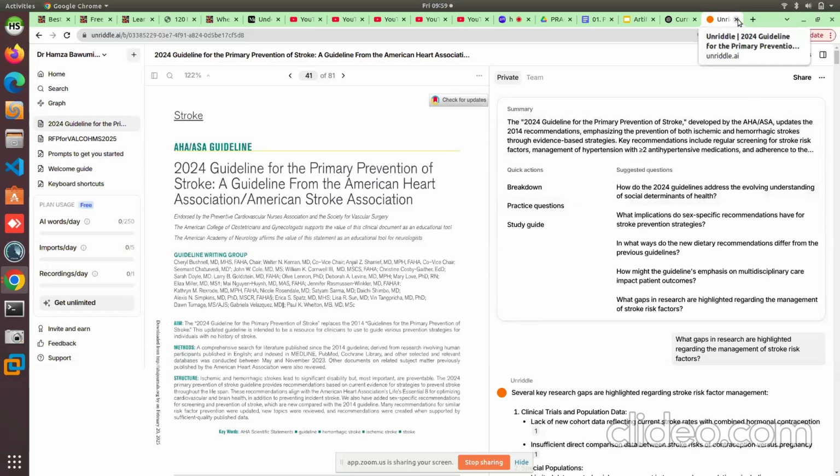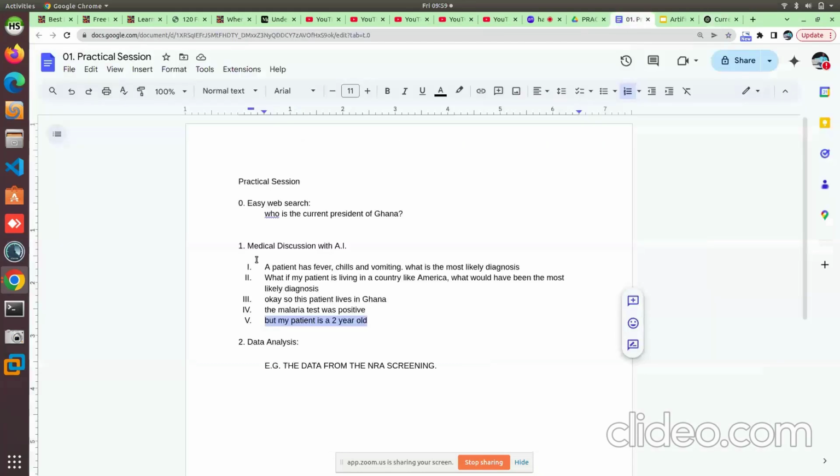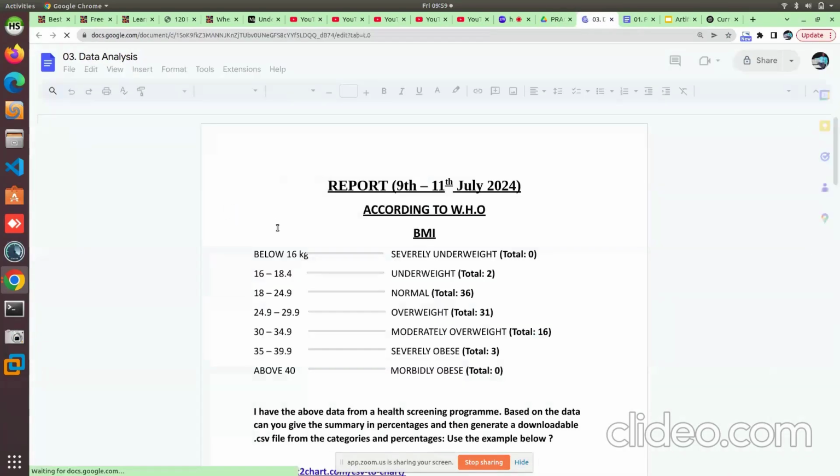So all these things are there in Unreadable AI. That's another one. We've looked at Unreadable AI, and we've looked at ChatGPT and asking questions or conversing with ChatGPT. Then the next one is data analysis. So AI can be used for data analysis.